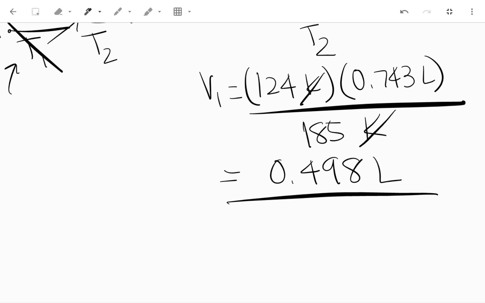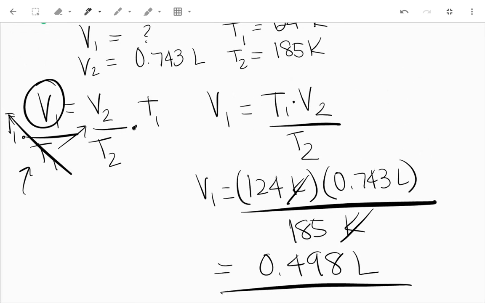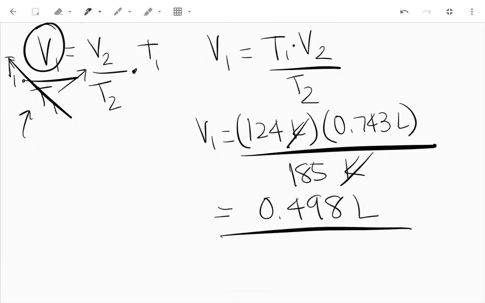And you can manipulate the equation for Charles's law in a similar way to solve for all the other variables. So right now we solved for V1. You can rearrange the formula to solve for V2 if you needed it, and if you were given V1, T1, and T2. So it's a very useful formula, and it explains the relationship between temperature and volume pretty well, assuming that pressure remains constant.